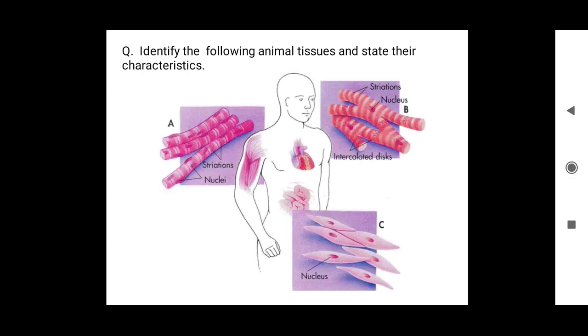Similarly, the same thing can be asked in another way. You are asked to identify the tissue A, B, C. A, because it is found along with the bones, it is the striated muscle. Then B, it's found in the wall of the heart, so it's cardiac muscle. And C, they're found in the wall of the intestine. They are the visceral muscles or the smooth muscles.